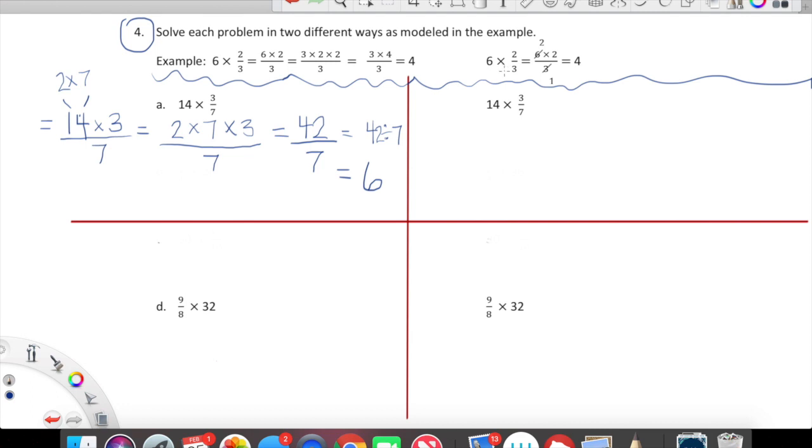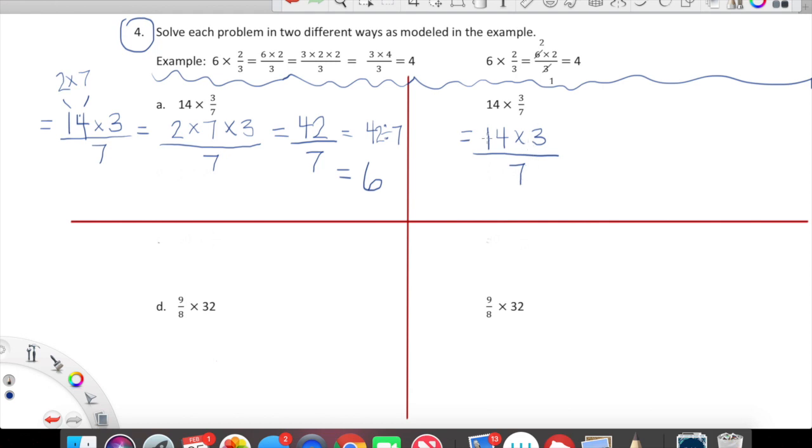So let's look at the example here. 6 copies of 2/3 is equal to, up top, 6 times 2, before it was simplified, down low is 3. And then there's some simplification that went on. So let's do that here, you guys. 14 times 3/7 is equal to 14 times 3 up top. And then on our denominator, you guys, we have 7.